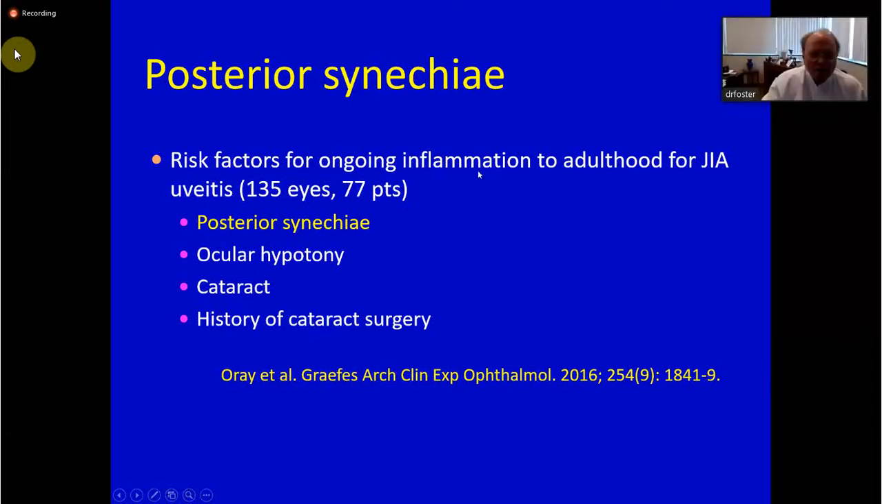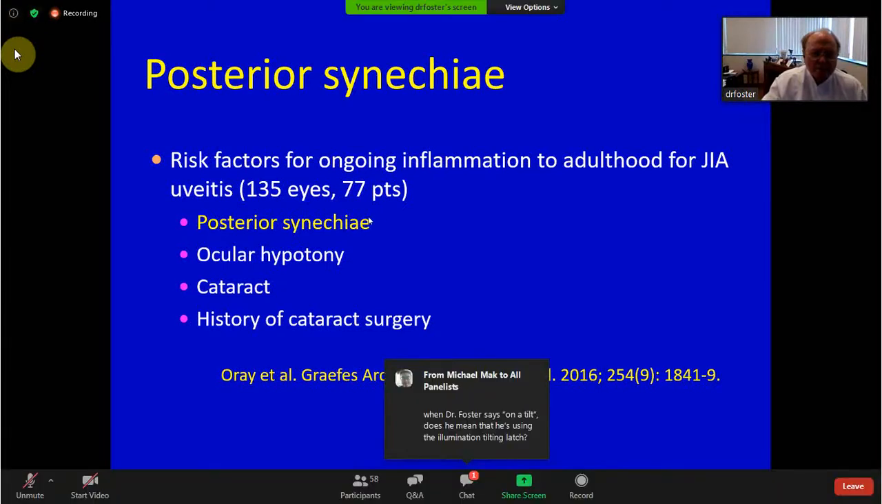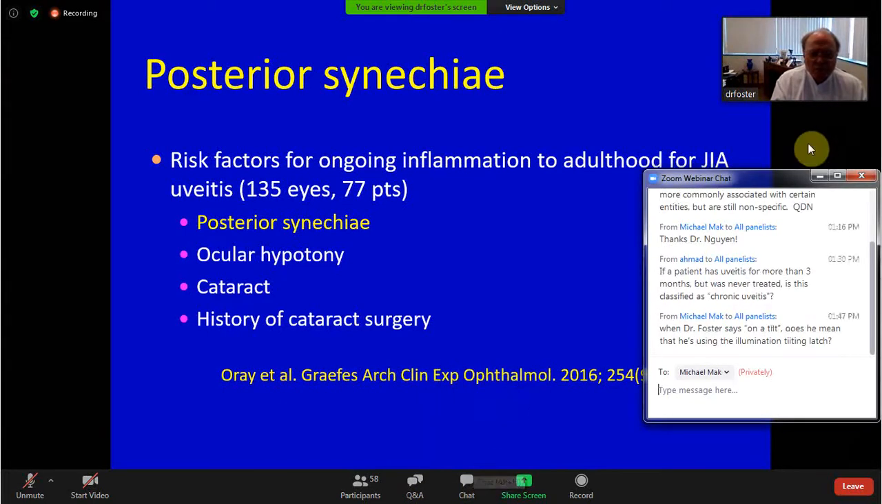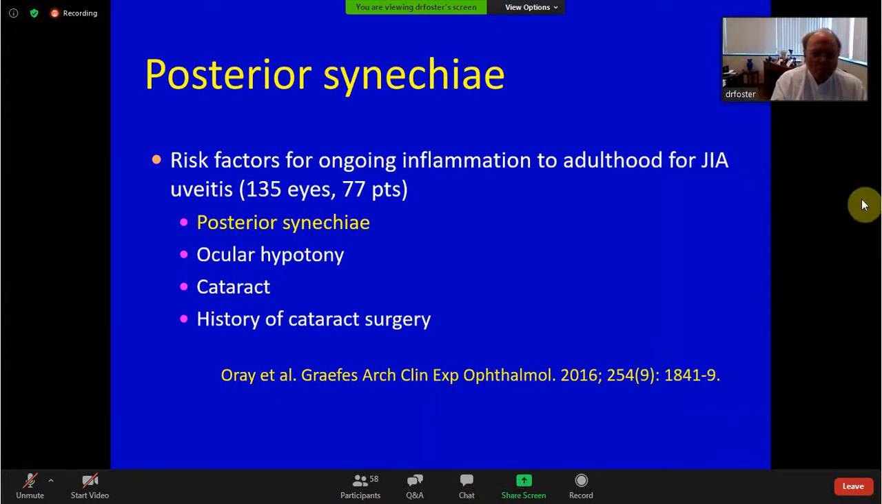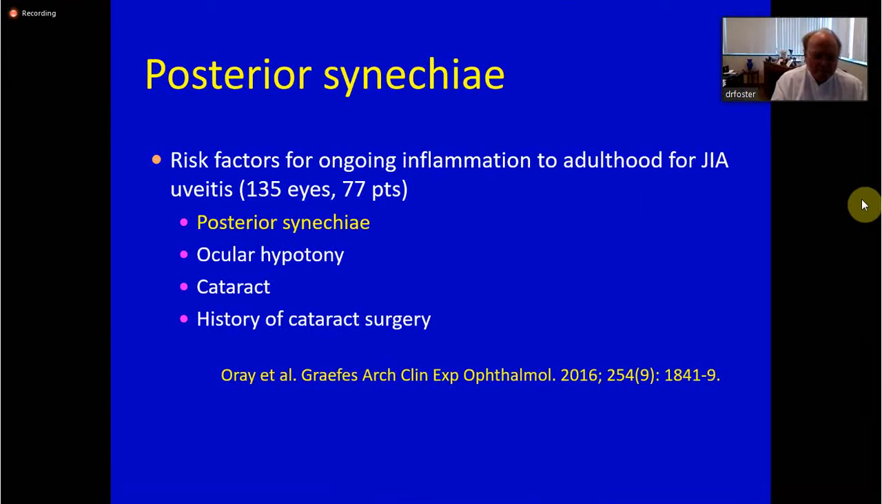The risk factors for ongoing inflammation in patients with JIA include the presence of posterior synechiae. That's a very important finding in the kid with anterior uveitis. Posterior synechiae is a bad sign. It's going to prompt you to see that patient more often than you would otherwise be seeing the patient. Low pressure and cataract are other indicators that this is going to be a bad case.